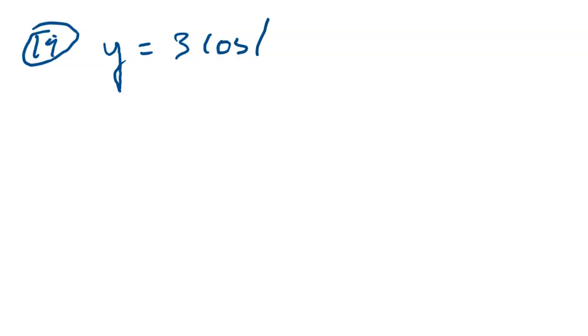All right, 3 cosine of theta minus pi over 3. See, this is going to be really hard. This becomes not fun at all. Okay, I'm just gonna go with it. All right, amplitude is 3, period is 2 pi, so there's no number in front here. The phase shift is pi over 3 to the right.